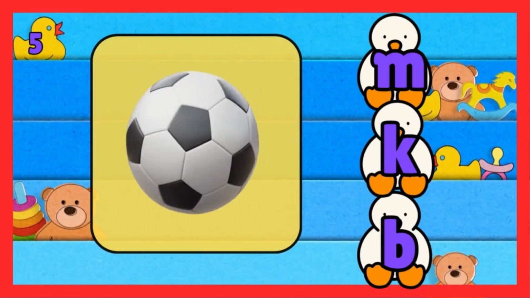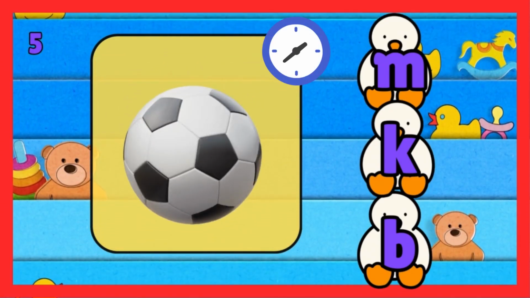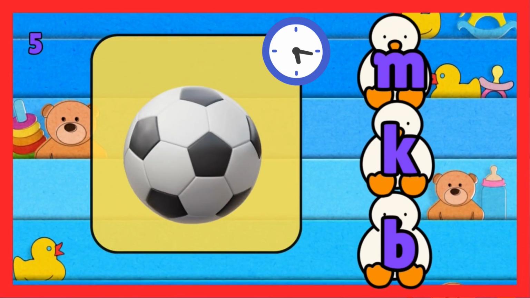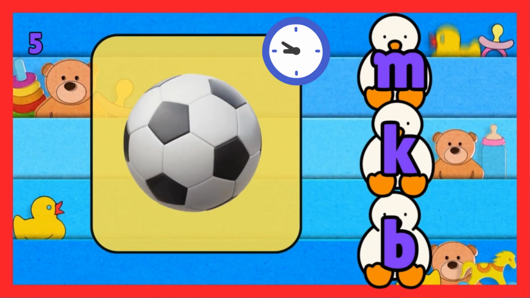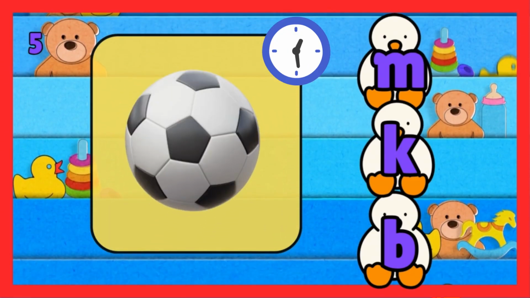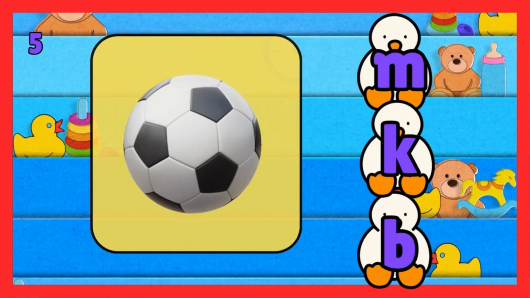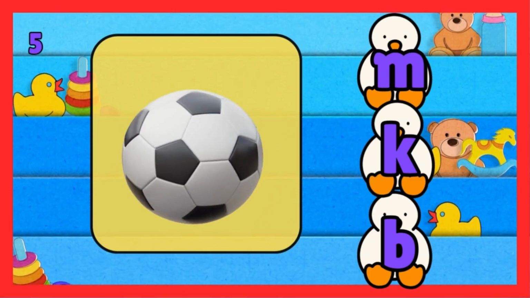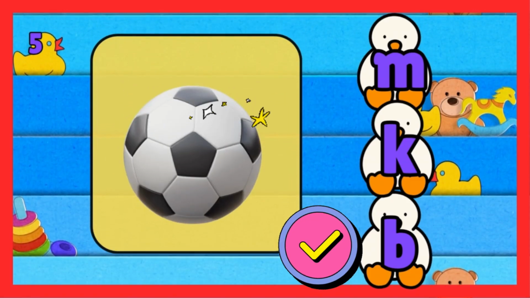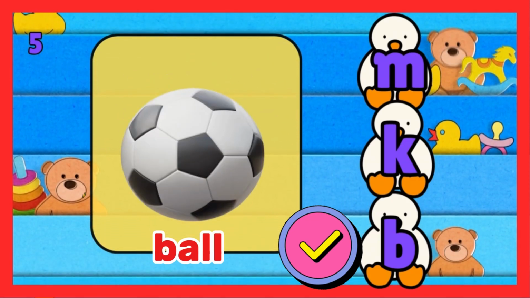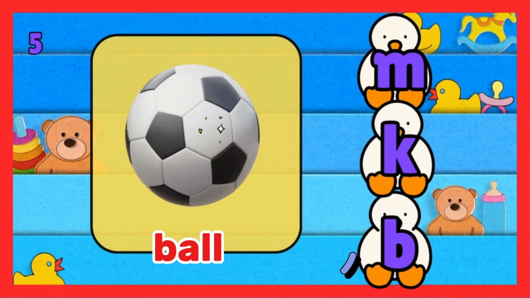What's the beginning letter of the word ball? The beginning letter is B. That's right. The word ball begins with the letter B.